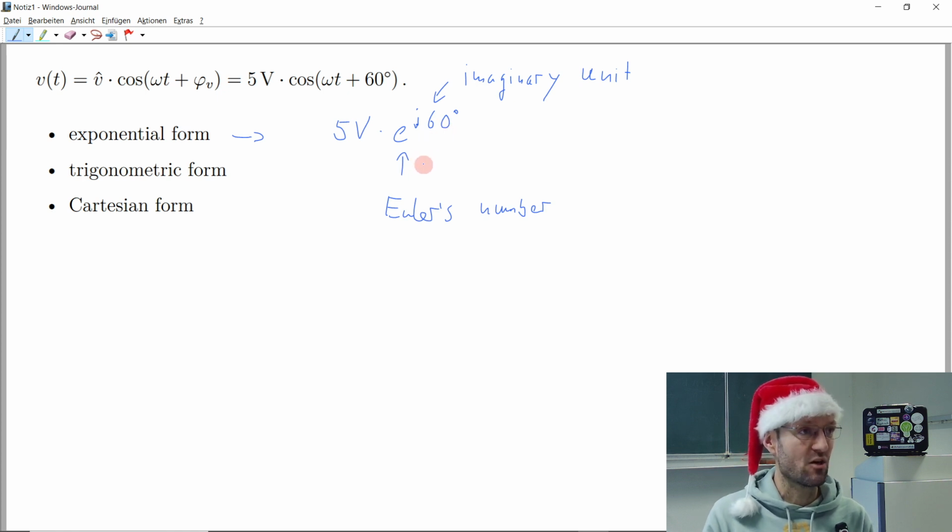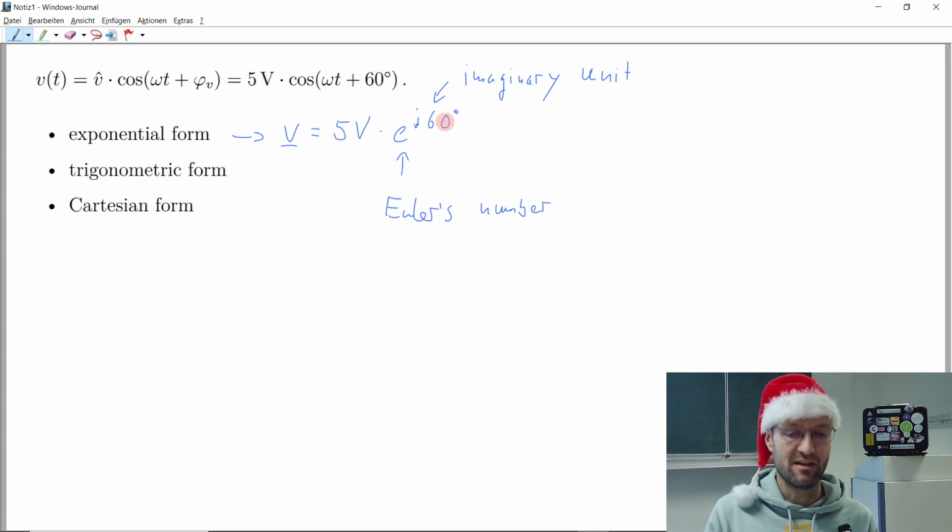This is now really a complex number because there is this imaginary unit in there, and it's not a function of time anymore. We would usually call this V because it's a voltage phasor, with an underscore to denote that it's a complex number. The complex number in this exponential form is given in terms of the amplitude or magnitude of this complex number, which is the 5 volt, and the phase shift, which is the 60 degrees.